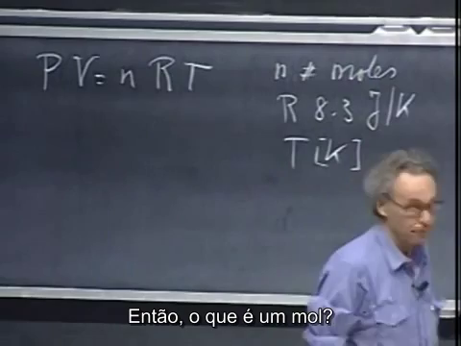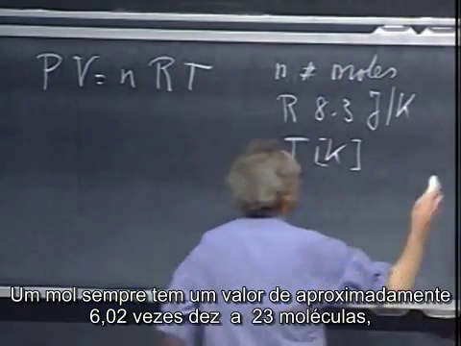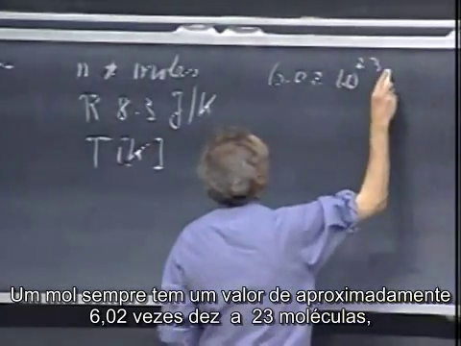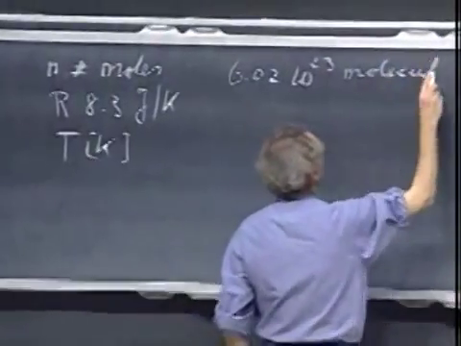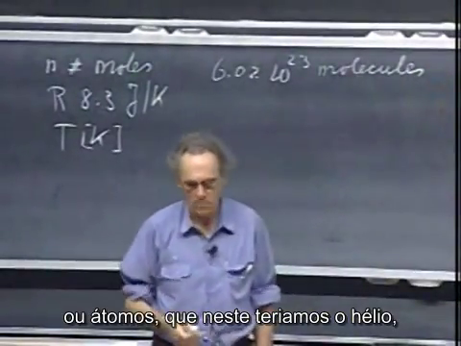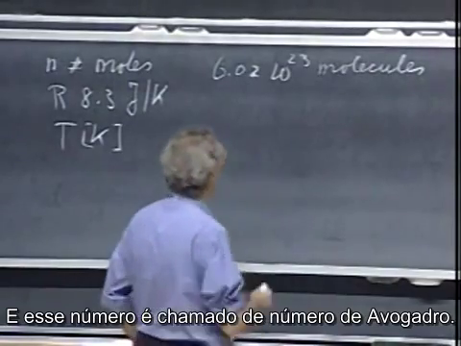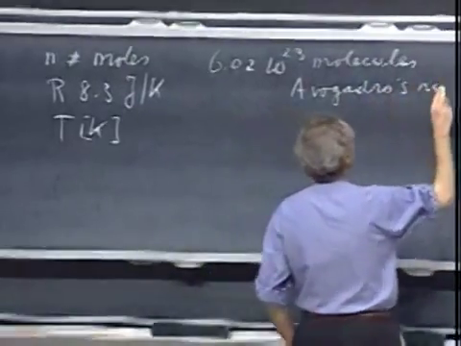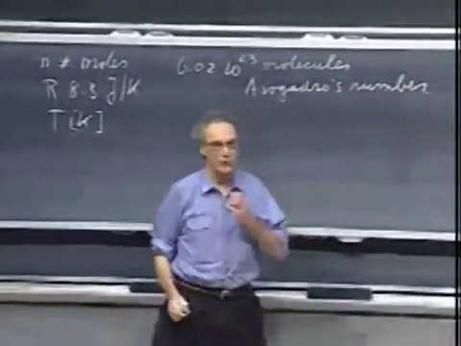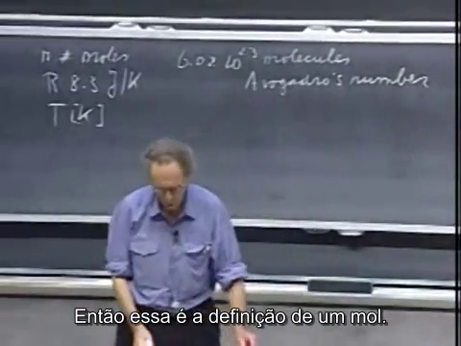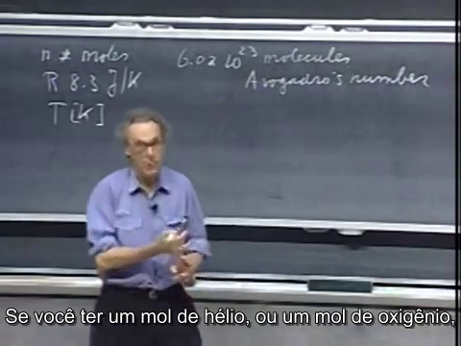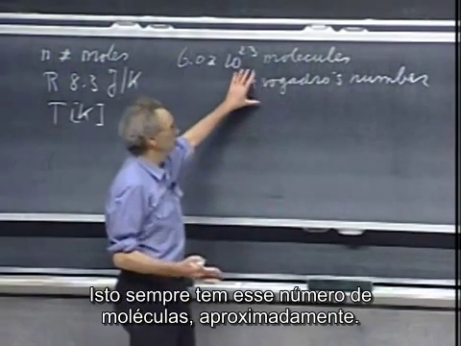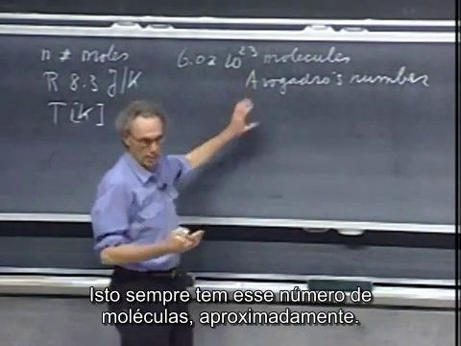So what is a mole? A mole has always about 6.02 times 10 to the 23 molecules, or atoms in the case that you have helium, but I will call that molecules. And this number is called Avogadro's number. That's the definition of a mole. If you take a mole of helium, or a mole of oxygen, or CO2, or N2, it doesn't matter, it always has this number of molecules, approximately.